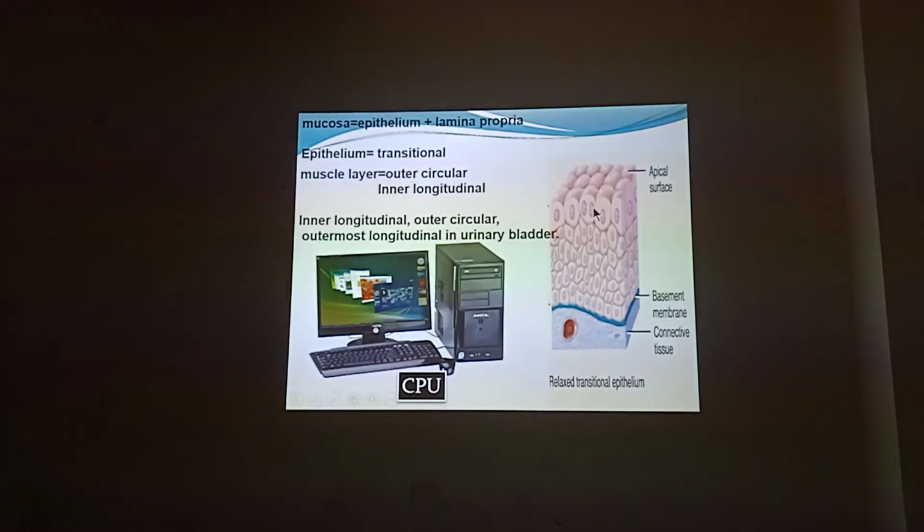CPU, transitional epithelium. It transits. When it relaxes, it is multi-layered, 4 to 6 layers, and when it contracts, it thins out and becomes 2 to 3 layers.